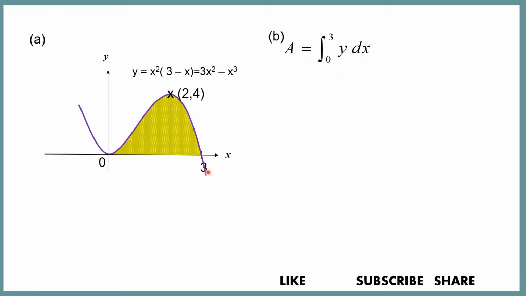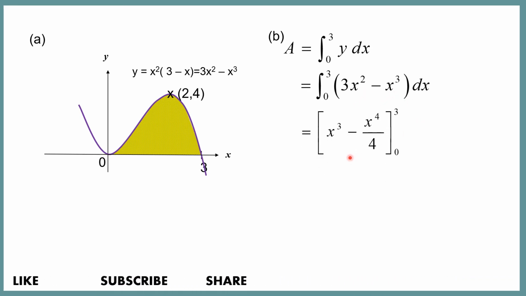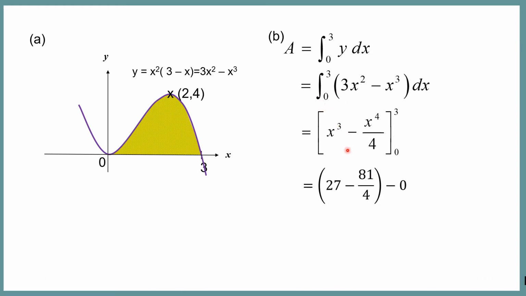Thus, the area of the region is the definite integral of y from x equals 0 to x equals 3. Substitute y, 3x squared minus x cubed. Integrating, we have x cubed minus x to the power of 4 divided by 4. Next, substitute the upper limit into the integral. So we have 3 cubed minus 3 to the power of 4 divided by 4. And substitute the lower limit x equals 0. So we have minus 0. Evaluating, the area is 3/4 units squared.